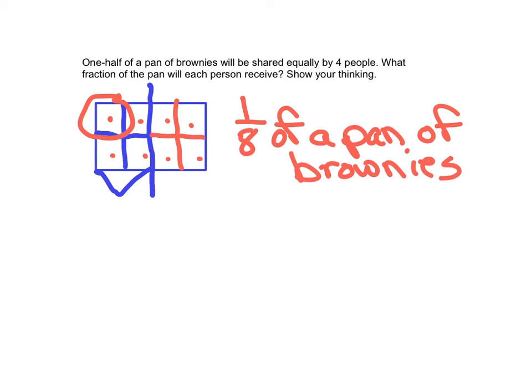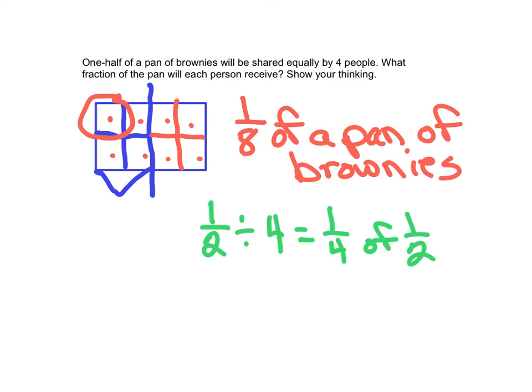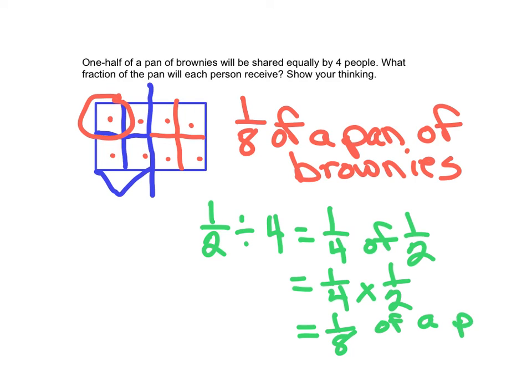To solve this mathematically, we would say 1/2 divided by 4, which is the same as thinking 1/4 of 1/2, which equals 1/4 times 1/2, which equals 1/8 of a pan of brownies.